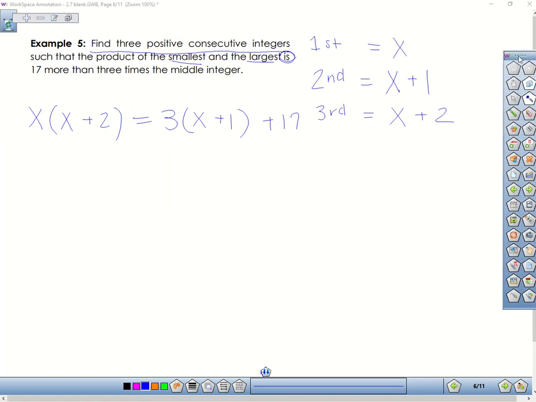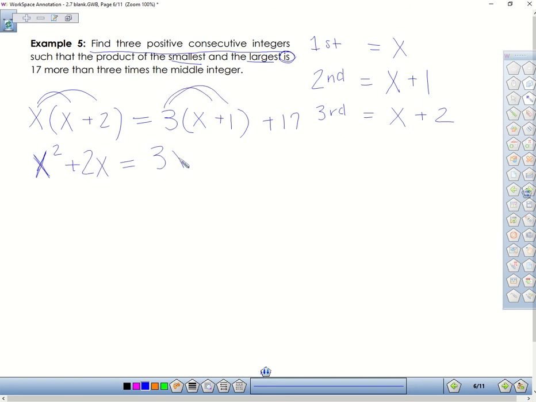Now moving on, we're going to use the distributive property on both sides. That's going to give me x squared plus 2x equals 3x plus 3 plus 17. And then I'm just going to combine like terms. So this leaves me with x squared plus 2x equals 3x plus 20.